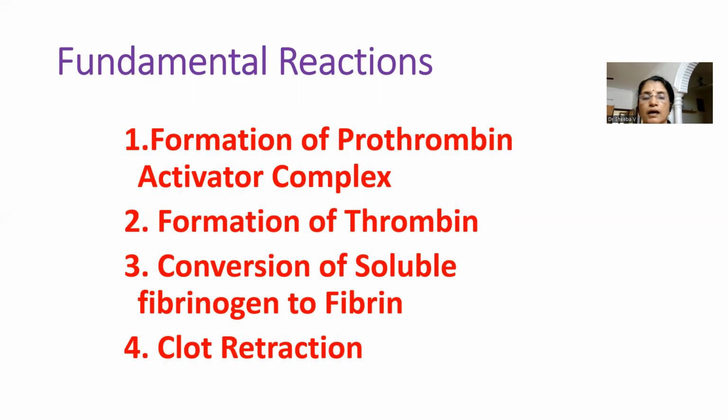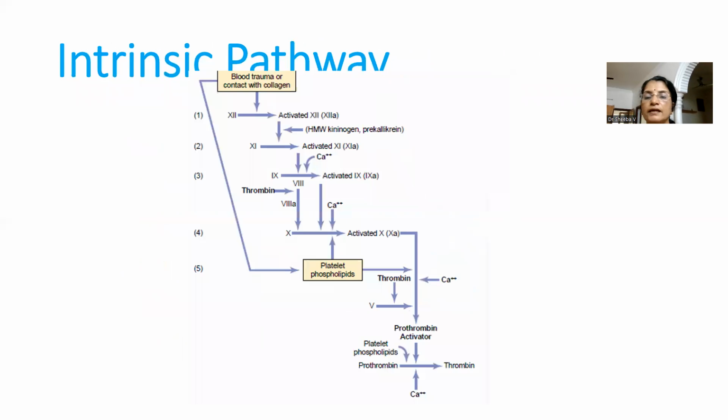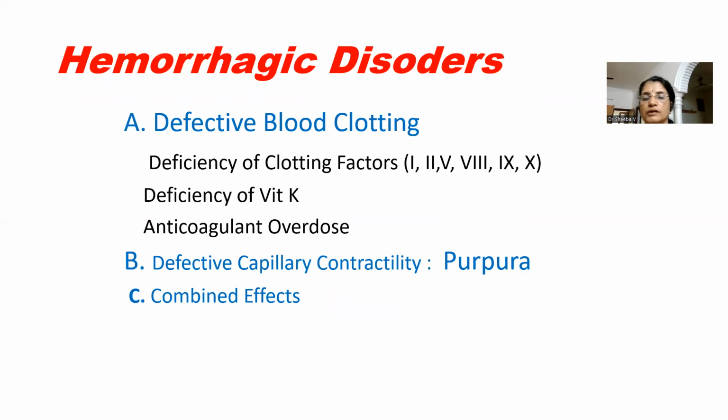Okay. Along with this, sometimes the question will be like this: define hemostasis, describe the mechanism of coagulation, and add a note on hemorrhagic disorders or anticoagulants. Let us see the hemorrhagic disorders, the main points. Hemorrhagic disorders means the bleeding disorders. When an injury occurs, uncontrolled bleeding occurs. That's known as the hemorrhagic disorders.